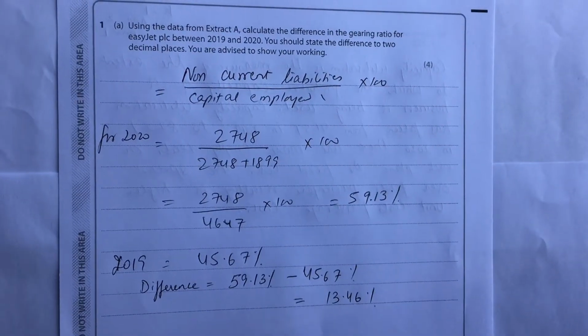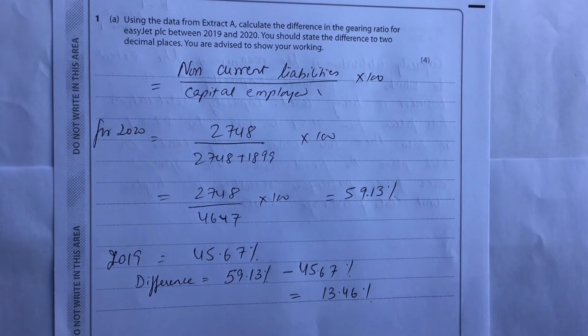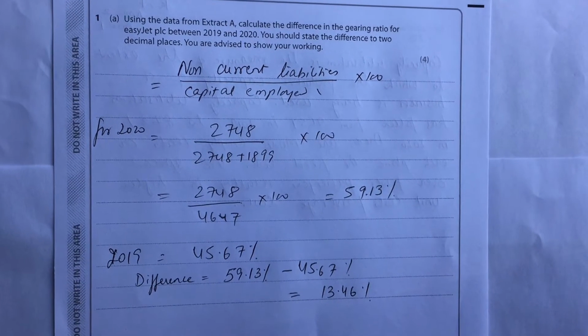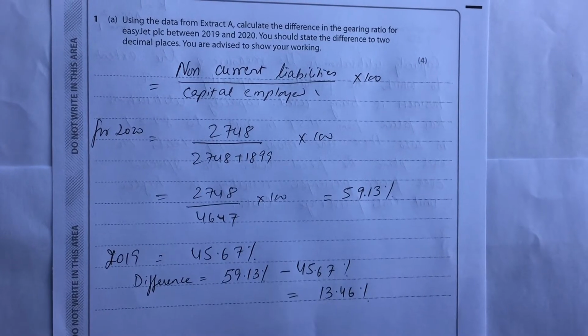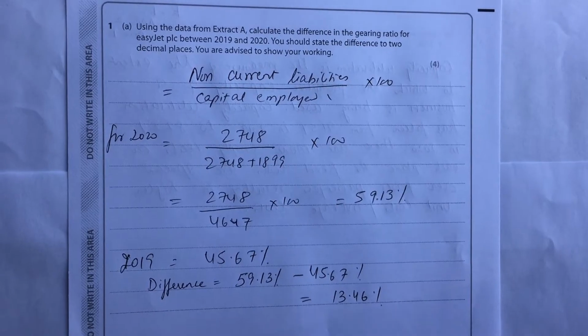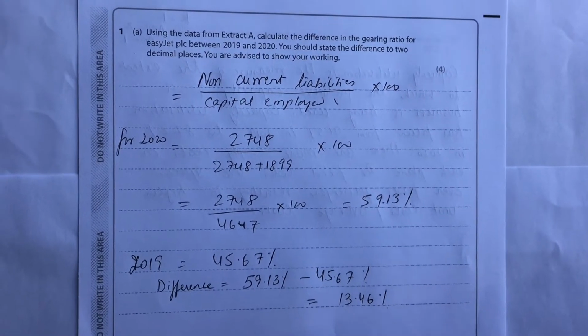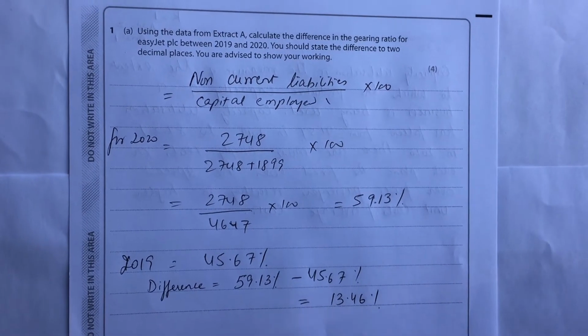Alright, the first question is: using the data from extract A, calculate the difference in the gearing ratio for EasyJet PLC between 2019 and 2020. You should state the difference to 2 decimal places. So your answer should be to 2 decimal places. Start with the formula. That's always easy.